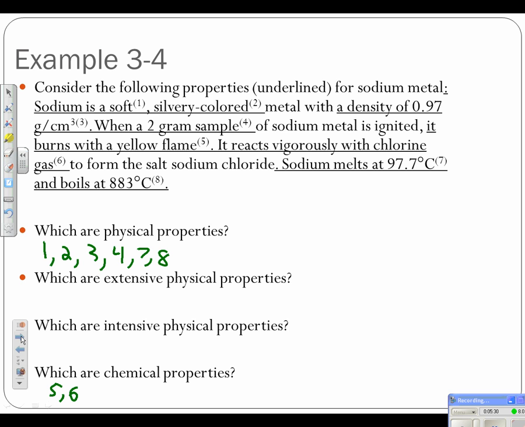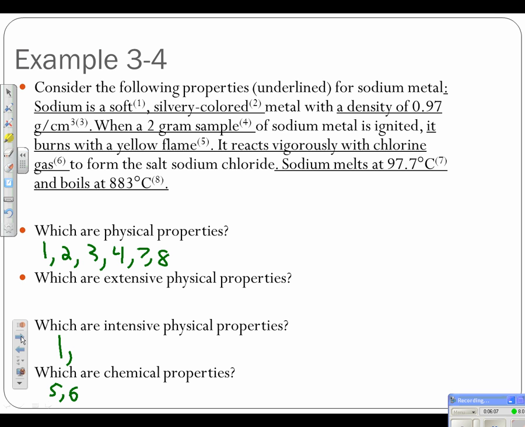Okay, now extensive versus intensive. Let's go through them again. Sodium is soft. If I have a pound of sodium versus 10 pounds of sodium, did the softness change? It did not. So it does not depend on the amount present. Sorry. Let's fix that. So sodium is soft. 10 pounds of sodium and 30 pounds of sodium are still going to have the same softness. It's not going to get harder or softer because I gave you more. So it does not depend on the amount present, which means it's intensive.